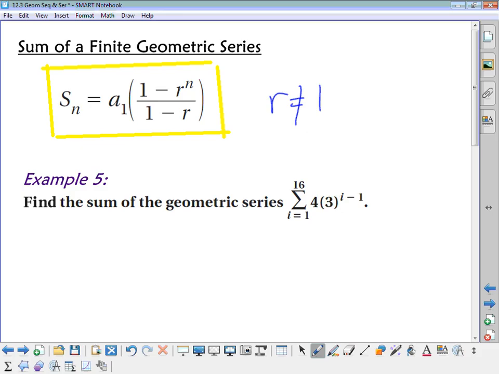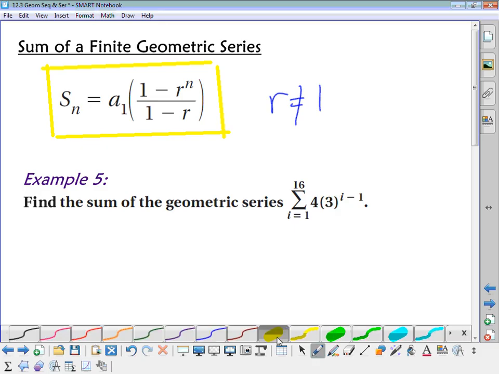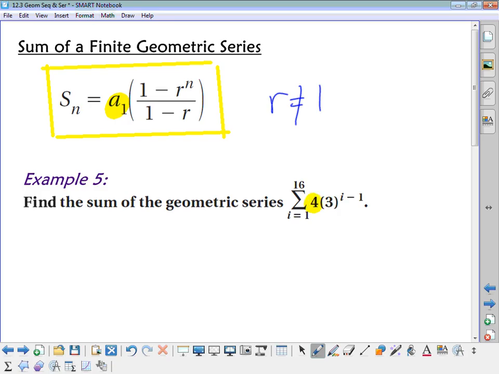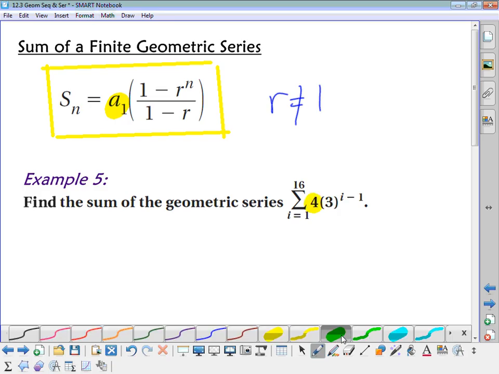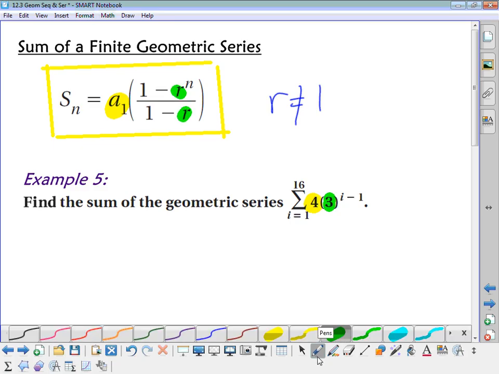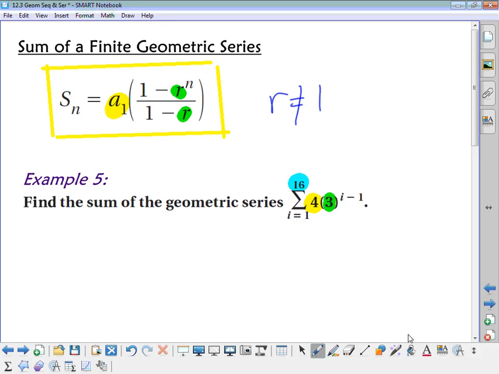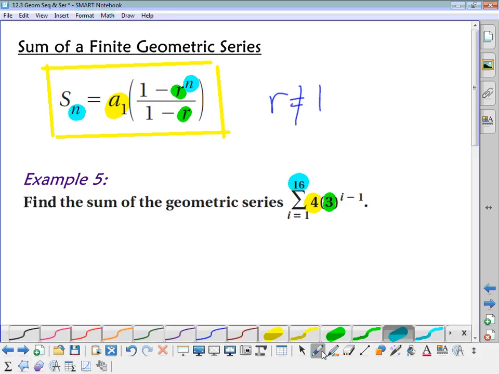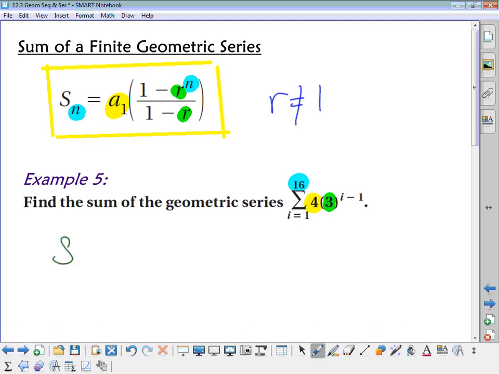So if I want to find the sum of the geometric series from 1 to 16 of 4 times 3 to the i minus 1 power, I literally just plug the parts in. So a sub 1 is that 4 right there. And my ratio is the 3, so that's going to go where the r's are. And the number of terms I have is that 16 on the top. So the sum of the first 16 terms is 4 times 1 minus 3 to the 16th over 1 minus 3.